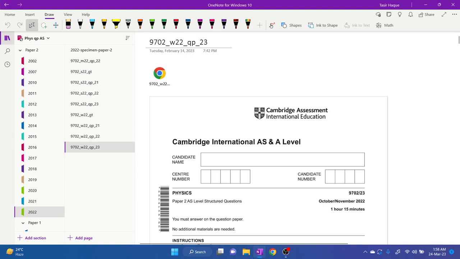Hey guys, we're doing this physics paper today. This is October-November 2022, 9702, paper 2, variant 3. Before we begin, let's take a look at the threshold. And this is the last paper 2 for the October-November series.